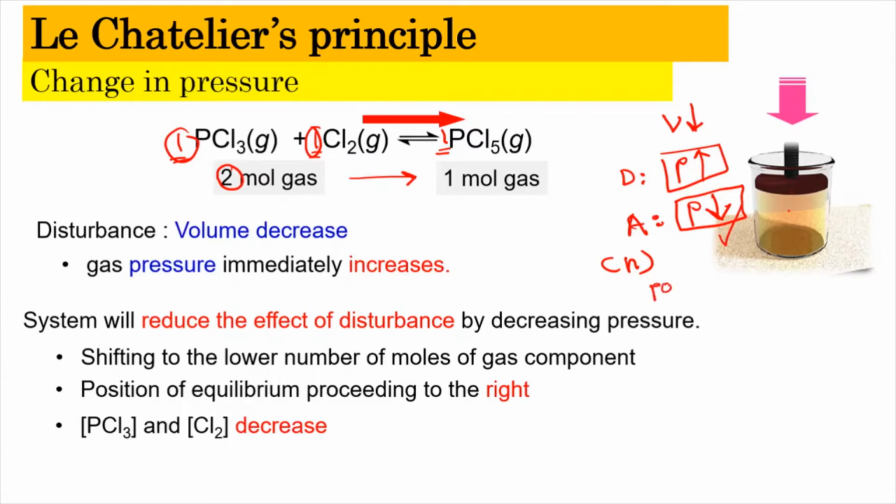Okay, so we know that the position of equilibrium is going to the right, and as a result, the concentration of the PCl3 and Cl2 will get lower, and the number of moles here will get lower as well, because from 2 moles it's going to become 1 mole. But the concentration of the PCl5 will increase because the production will get higher.